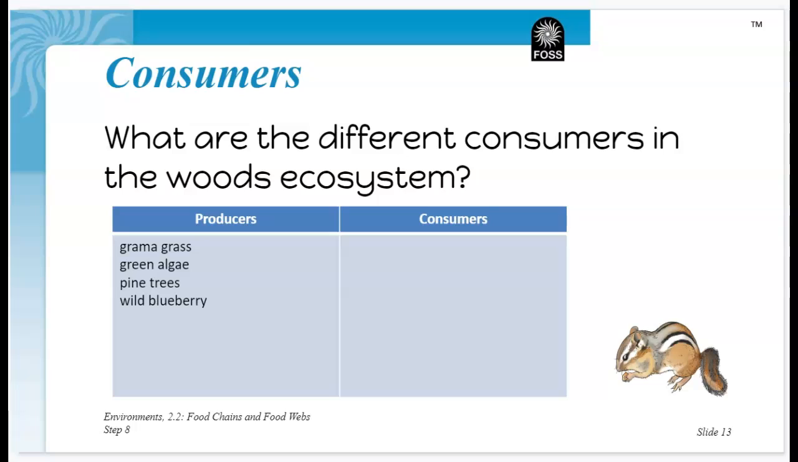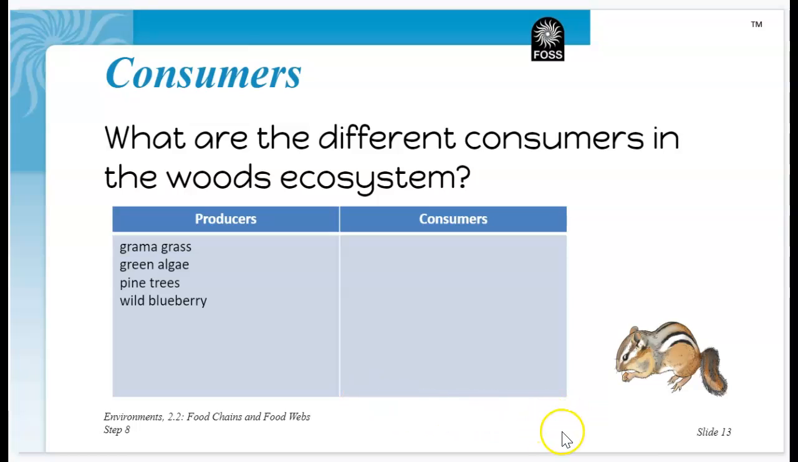Let's talk about consumers. What are the different consumers in the woods ecosystem? Boys and girls, I want you to pause this lesson and you can copy down the producers and consumers. Go on and put a line going through producers and consumers. And under producers, I want you to copy down grama grass, green algae, pine trees, and wild blueberry. And under consumers, as you can see, I don't have anything written down.